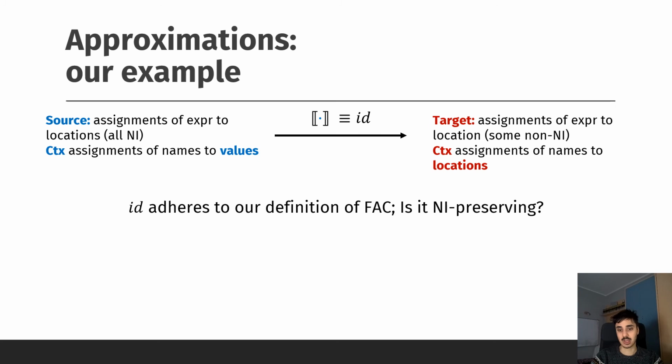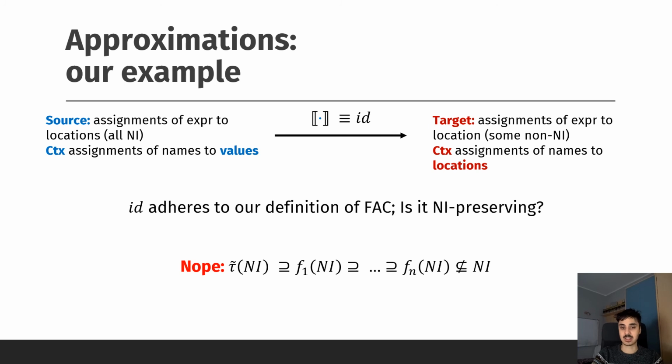So the real question becomes, does it robustly preserve non-interference or not? Well, the answer is no. Since we can prove by computing tau tilde of NI by successive under-approximation and show that at some point the approximation is included in tau tilde of NI but not in NI, thus proving that tau tilde of NI is not included in NI, and due to our corollary that the identity function does not robustly preserve non-interference in this particular setting.